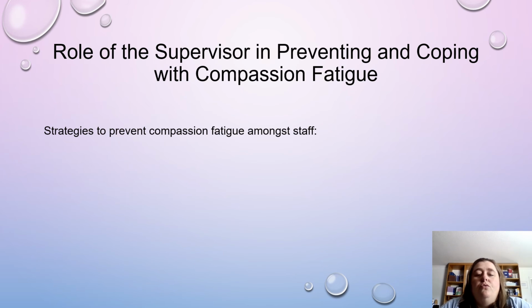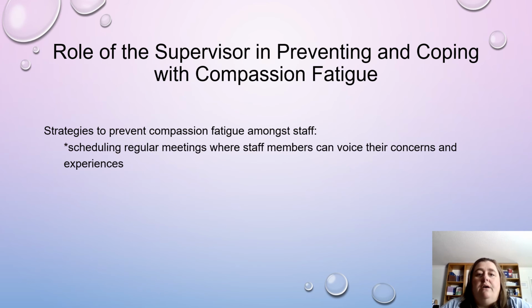In addition to the opportunities that we have as practitioners to combat compassion fatigue, there's also a role that the supervisor plays in preventing and coping with compassion fatigue. These things include having an increased awareness of the signs and symptoms of compassion fatigue, allowing the supervisors to provide timely support, and provide the knowledge needed to appropriately modify organizational factors that lead to an increase in compassion fatigue.